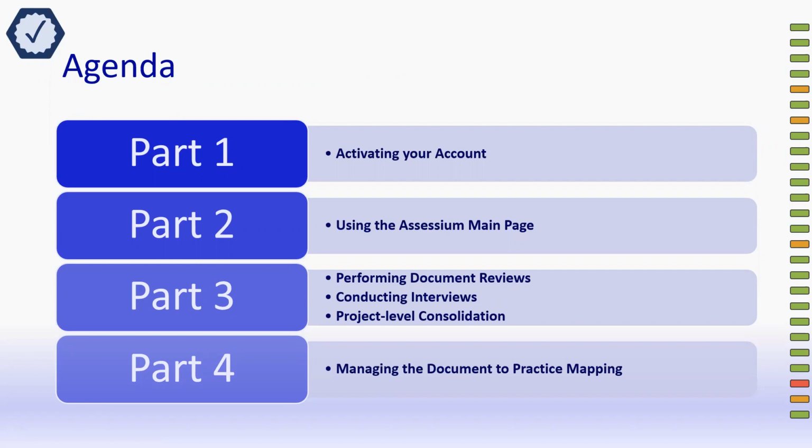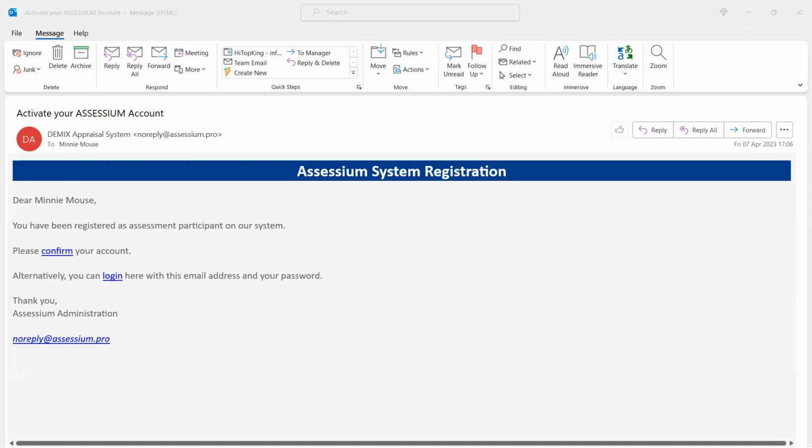Part 1. Activating your ATM account. To activate your ATM account, you must receive an account confirmation email from the system. This email must be sent by your lead appraiser or ATM system administrator. It is not possible to register yourself on the system.